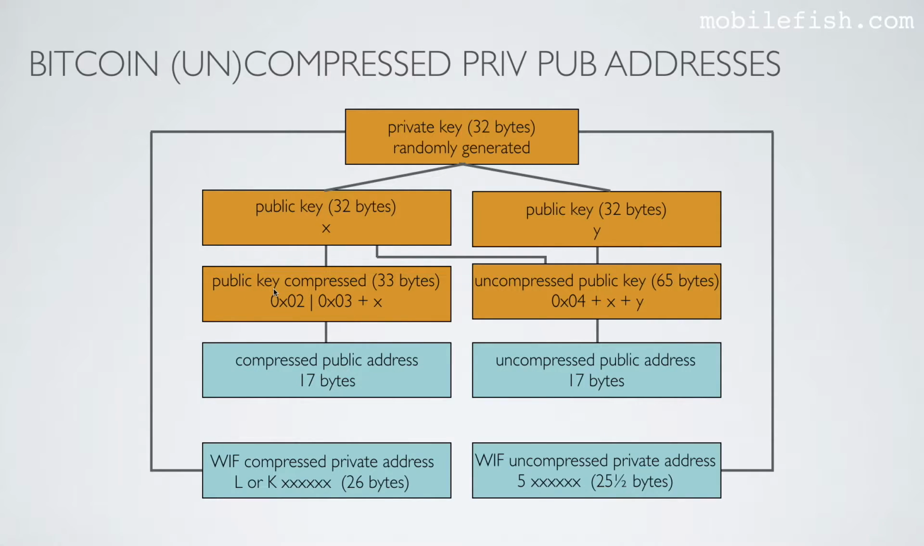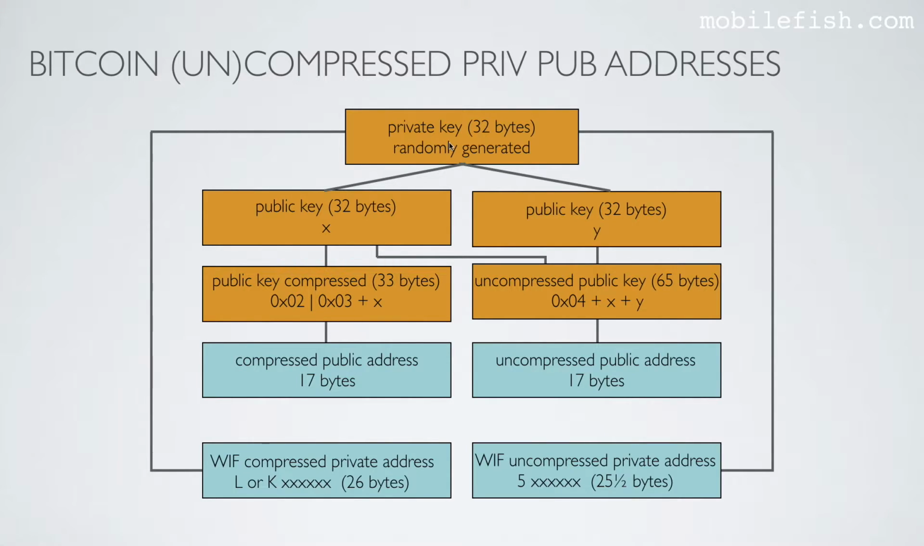This public key representation is used inside a Bitcoin application. It must be converted in such a way that it can be used by humans, and that's the compressed public address. The same applies to this uncompressed public key. It must be converted in such a way that it can be used by humans, and then it will become an uncompressed public address.